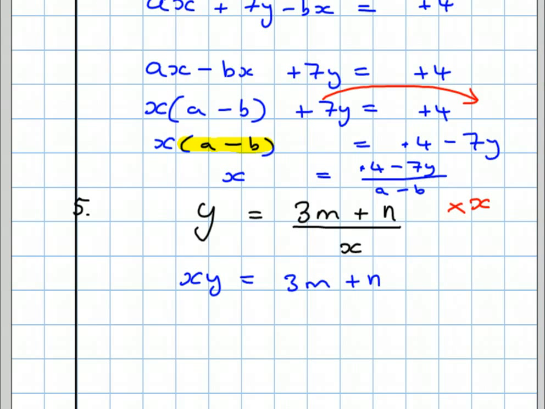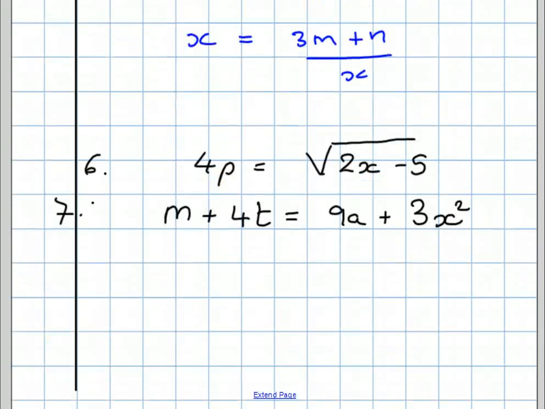And now it's quite simple. We take the thing that's stopping x being alone and on its own, the subject, we make that the denominator. So we get x equals 3m plus n all over y. And our last two involve squaring and square roots.